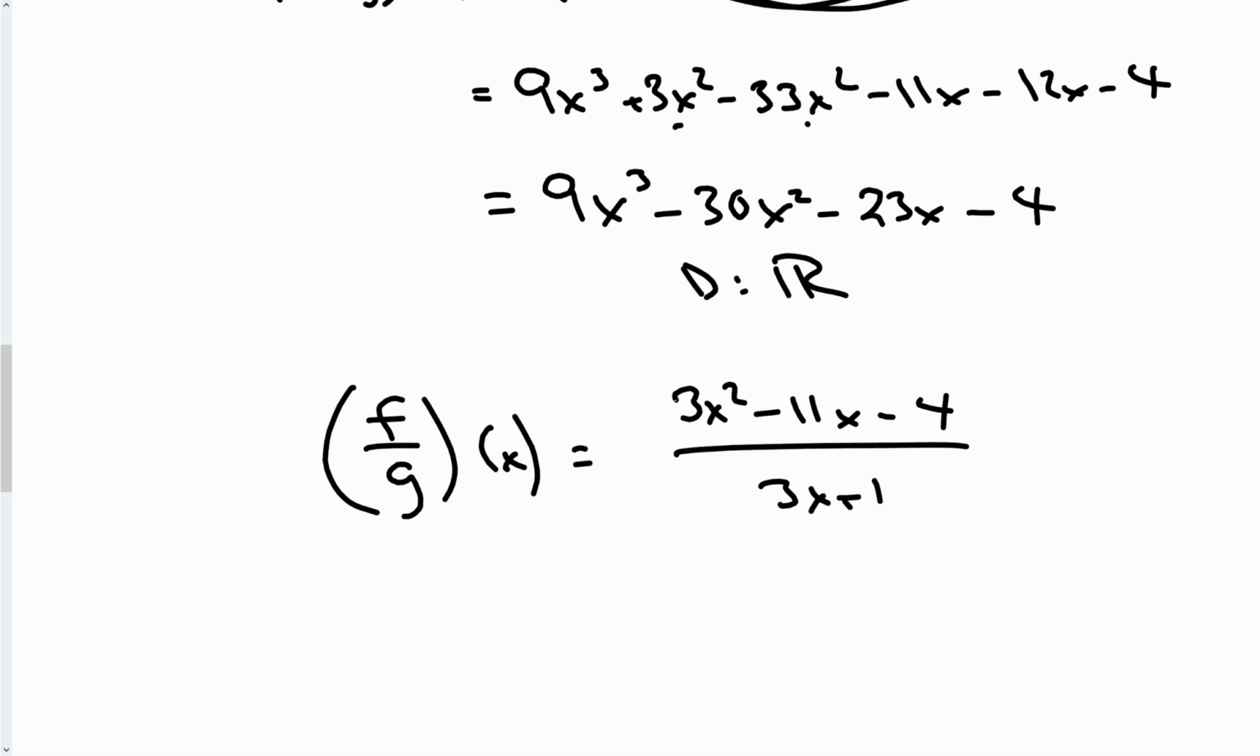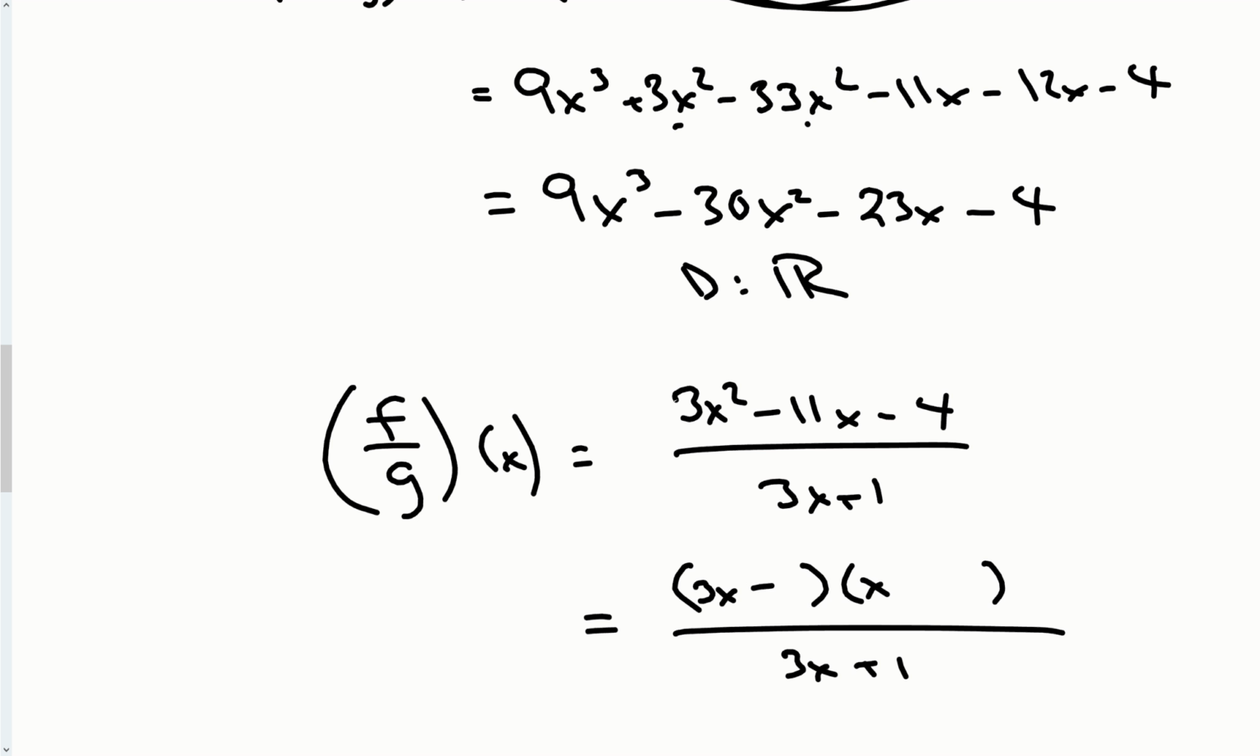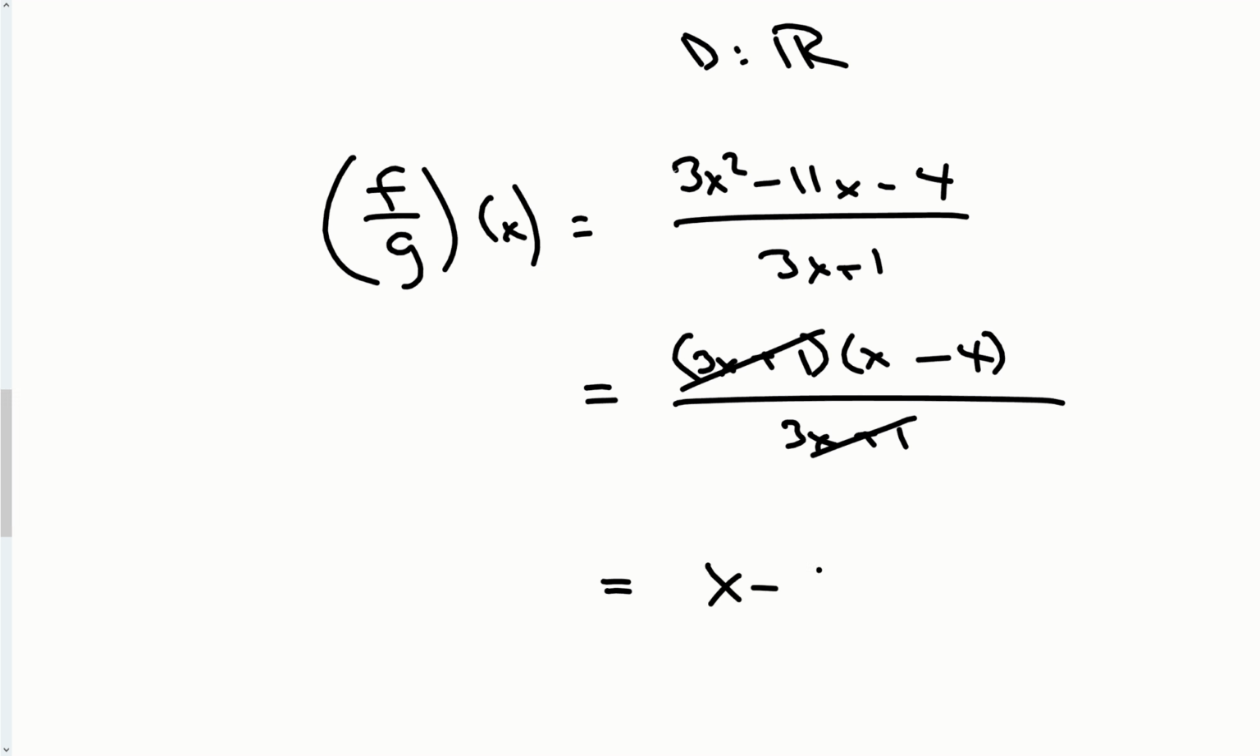Well, odds are that this is going to be able to factor. And I'm going to guess it's probably going to factor into 3x plus 1 times x, and if this is a plus 1, this would have to be a negative 4. Let's check. 3x squared minus 12x plus 1x minus 4 works, right? So now this cancels, and so my answer is x minus 4, but x is not allowed to be anything that makes the denominator equal to 0. So anything that makes the denominator equal to 0, so it would be negative 1/3.